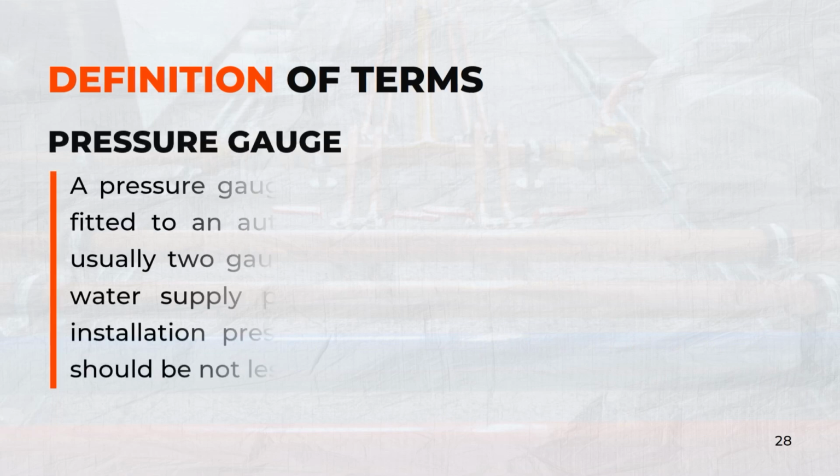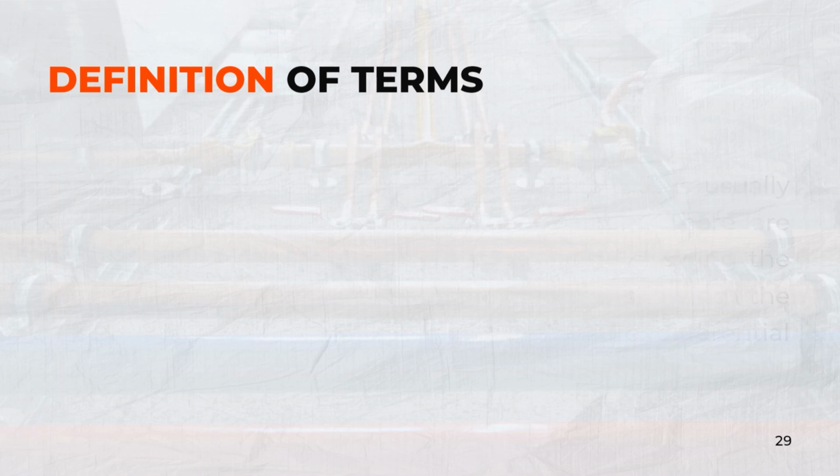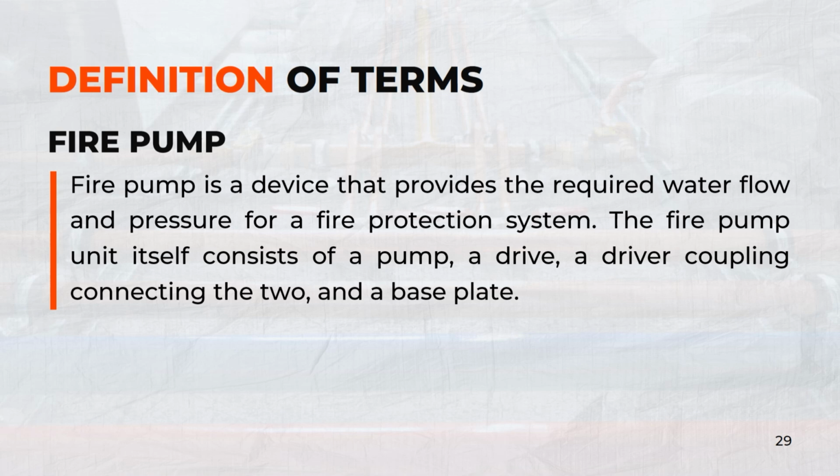Pressure gauge. A pressure gauge is a mechanical device that is usually fitted to an automatic fire sprinkler system. There are usually two gauges fitted to a system, one showing the water supply pressure and the second showing the installation pressure. Normally, the pressure differential should be not less than 200 kPa. Fire pump. Fire pump is a device that provides the required water flow and pressure for a fire protection system. The fire pump unit itself consists of a pump, a driver, a coupling connecting the two, and a base plate.